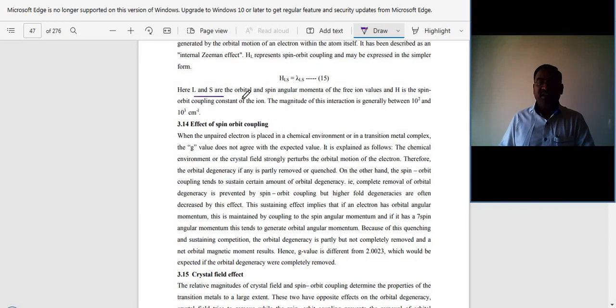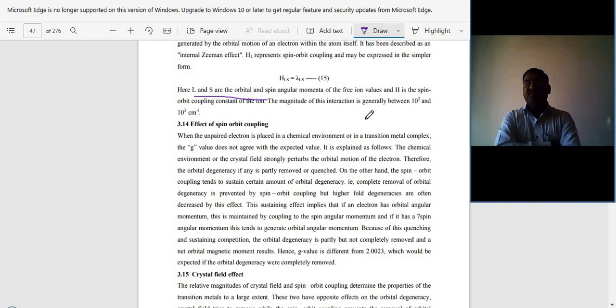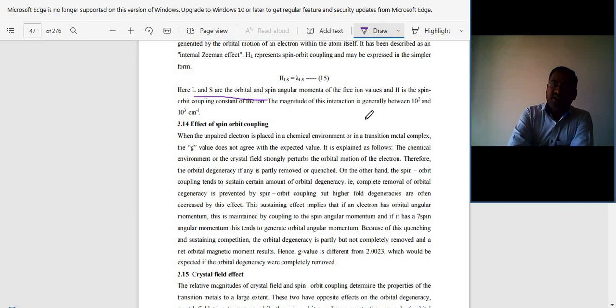Here L and S are the orbital and the spin angular momentum of the free ion, and lambda is the spin orbit coupling constant of the atom or ion.